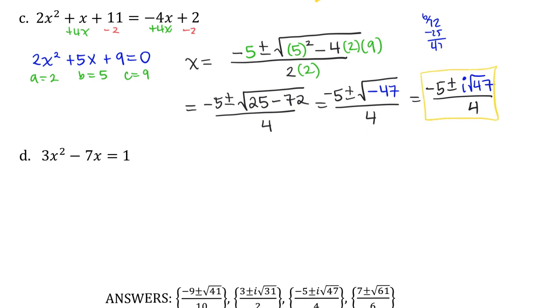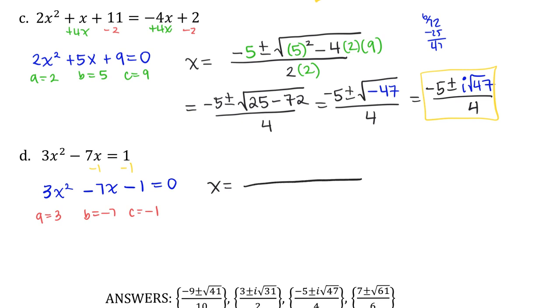Okay, I'm going to do one more with you. Okay, d 3x squared minus 7x equals 1. Not in standard form. It doesn't matter which side I make 0. Since this side only has the 1 on it, I'm going to go ahead and minus the 1 over to the other side, which is going to give me 3x squared minus 7x minus 1 equals 0. Okay, so what do I have? I have A is 3, B is minus 7, and C is minus 1. And you don't have to write it every time, but you need to know what it is.